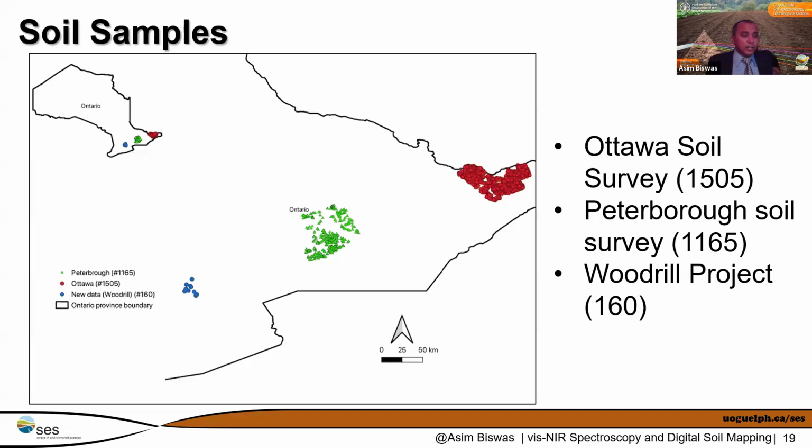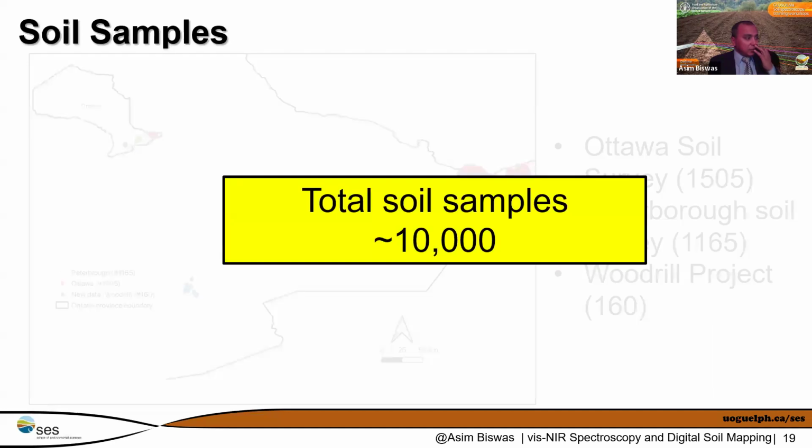You can think about 1,505 soil samples from one of the provinces and another 1,165 samples. These are the profile samples, and each profile sample has multiple soil horizons. Some of the other projects we are running ourselves as well. For example, here we included a wood drill project, one of the local service providers we work with. They collect soil samples as well.